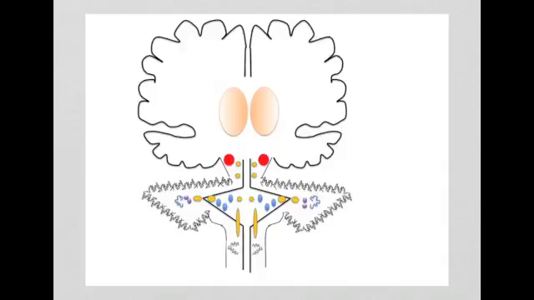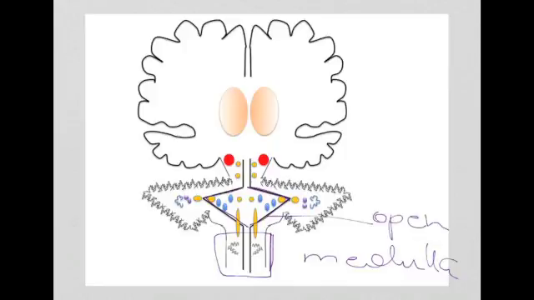So to start here, this area would represent the medulla. You notice the rhomboid fossa. So this would be the open medulla and the pons. These structures on the lateral side represent the cerebellum.